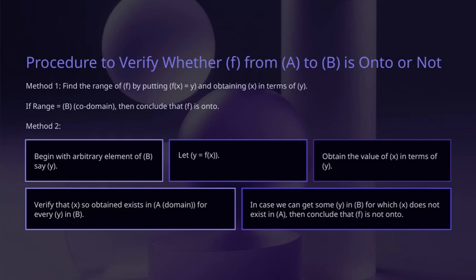Let's explore how to determine if a function is onto. First, we want to obtain the value of x in terms of y. To do this, we start by setting y equal to f(x). The goal is to express x explicitly as a function of y.